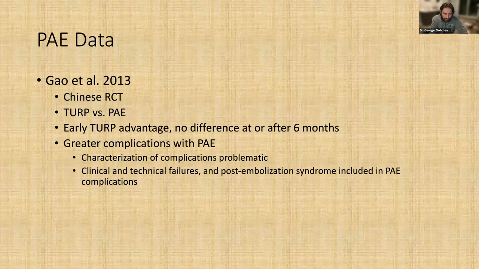Okay, here's some data. There have also been some new studies that I don't think I put in this, but we can discuss that too. In 2013, this is a Chinese randomized controlled trial, TURP versus PAE. Early on, TURP has an advantage. Obviously, you're taking out the tissue right there. We're waiting for tissue necrosis, which could take up to 3 months. This paper showed that there's no difference after 6 months.